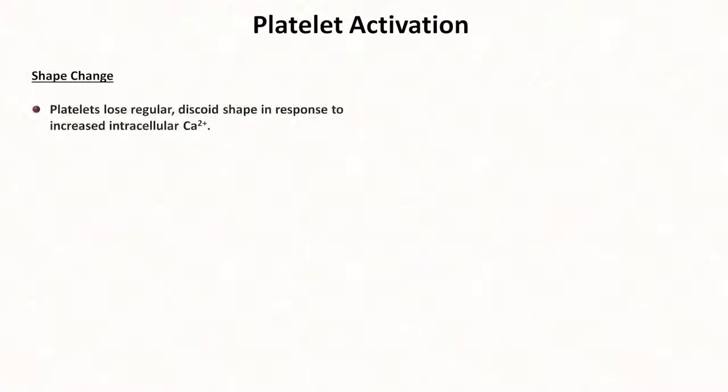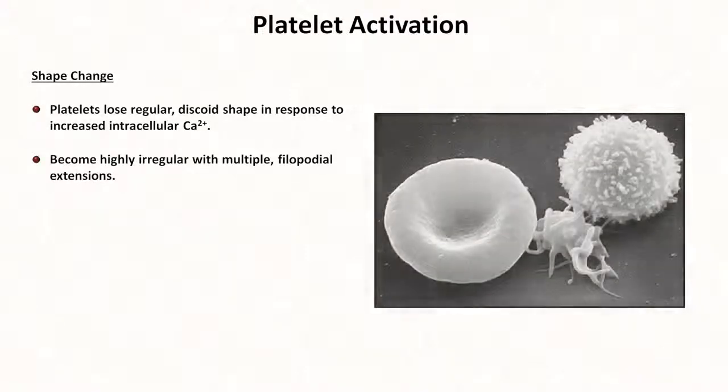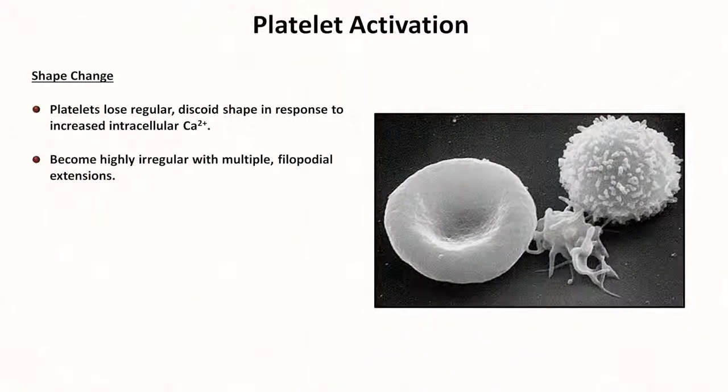In addition to the aforementioned consequences of activation, 2 more are critically important. First, platelets change shape when activated. In response to an activation-triggered increase in intracellular calcium, rearrangements of the internal cytoskeleton cause their normal discoid shape to transform into a highly irregular morphology with numerous projections of cytoplasm sticking out in all directions.